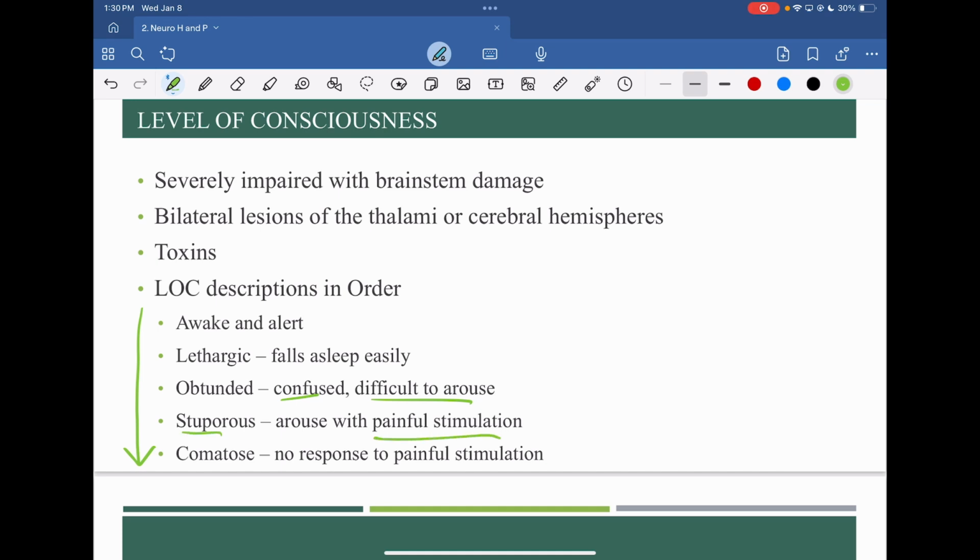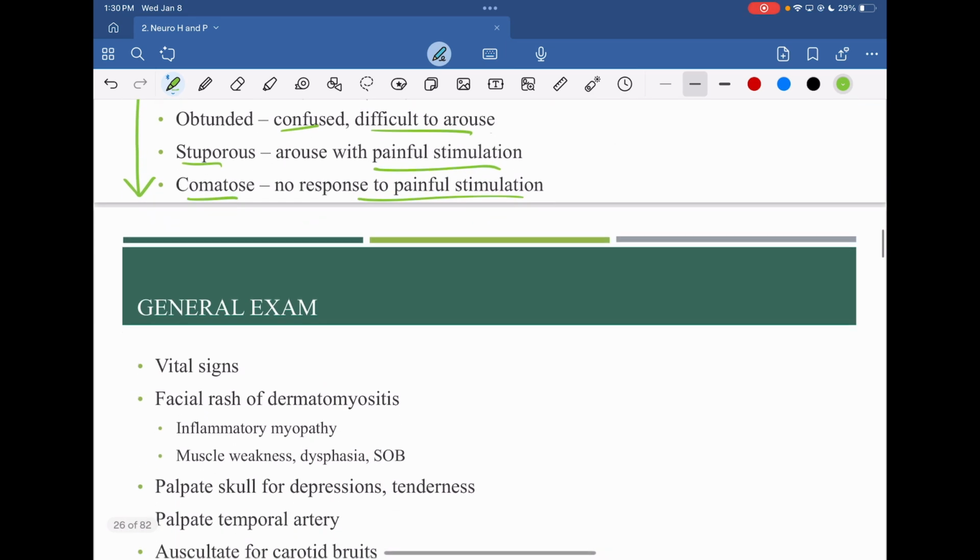Stuporous means aroused with painful stimulation. What is an example of painful stimuli we can use to arouse people? Sternal rub is one of them. What's another one? Take a pen, put it on their finger, and pinch the nail bed. You can try it on yourself, it hurts. But they won't wake up with that. So those are some examples. And the last one is comatose: no response to painful stimuli at all. They're in a full-fledged coma. They are not responding to anything. So these are the different levels of consciousness, and we'll be discussing them a lot as we get to different parts of the sections.